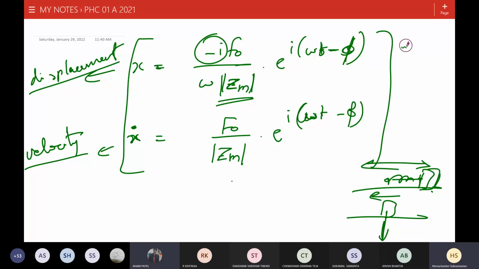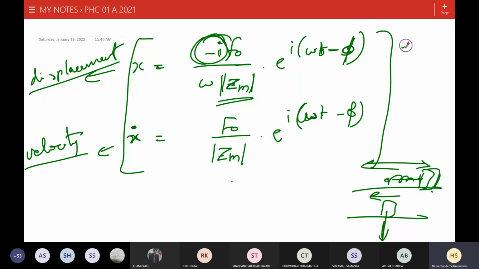So we have just reproduced that in mathematical terms. This minus i denotes the fact that displacement and velocity have different phases, and that when displacement is maximum, velocity is minimum, and when displacement is minimum, velocity is maximum. That's all it says. This one single coefficient, minus i, says all that.